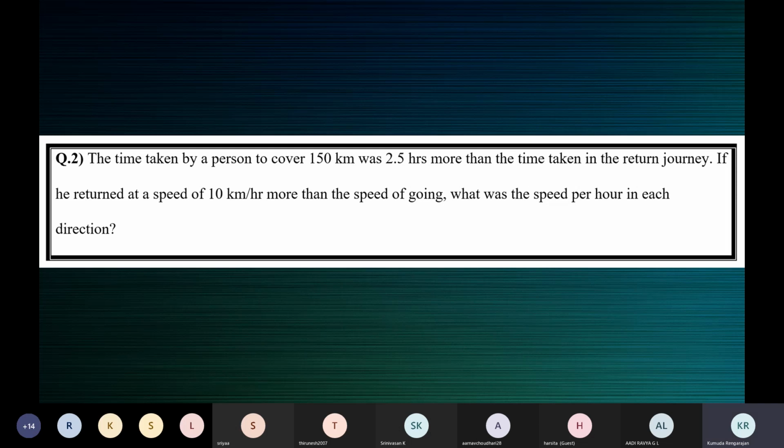Now we have distance 150 for both, and we have speeds x and x plus 10. Using these, find the time taken in both cases: distance by speed. So you get 150 by x and 150 by x plus 10, and the difference in time taken is 5 by 2. Don't go with 2.5; take this as 5 by 2. Work this out and tell me the answer, children. First, read the question so that it is very clear.